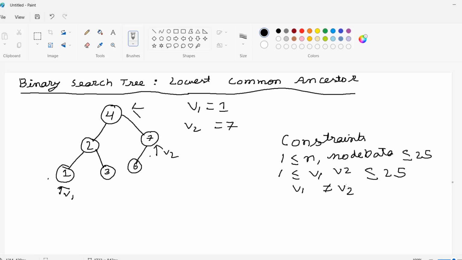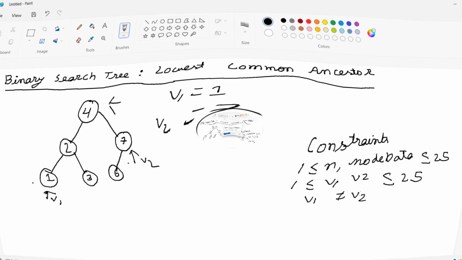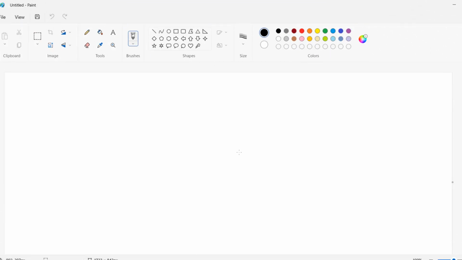So what are the things that we covered here? We understood the problem with the help of an example, and we also saw the constraints of this problem. Now what is the next thing that we are going to cover? We are going to solve this problem with the help of the Java programming language. Okay, so to solve this problem, we are going to take the previous example as our input only.